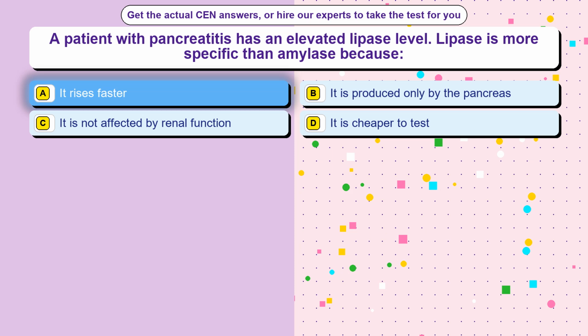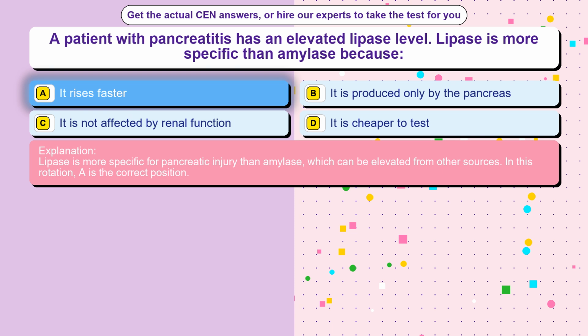The correct answer is option A, it rises faster. Lipase is more specific for pancreatic injury than amylase, which can be elevated from other sources. In this rotation, A is the correct position.